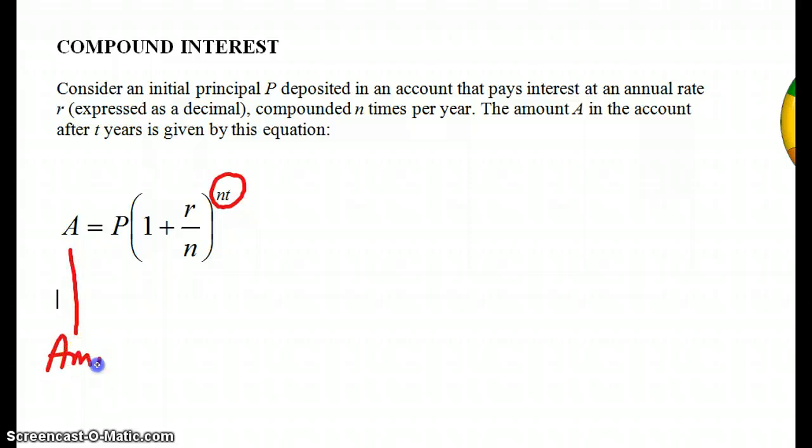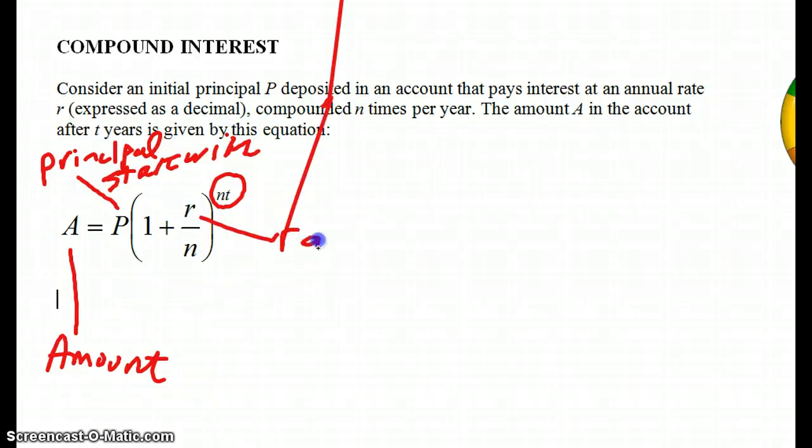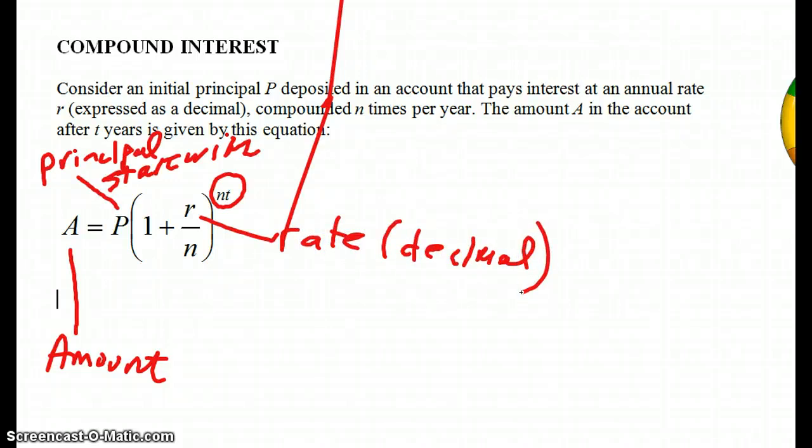stands for the amount left after an amount of time. P is what's called the principal. This is an accounting term that means what you start with. R is our interest rate. And again, this will be in decimal. And when we save our money, sometimes banks will compound quarterly, monthly, yearly, and this is the number of times that we compound.